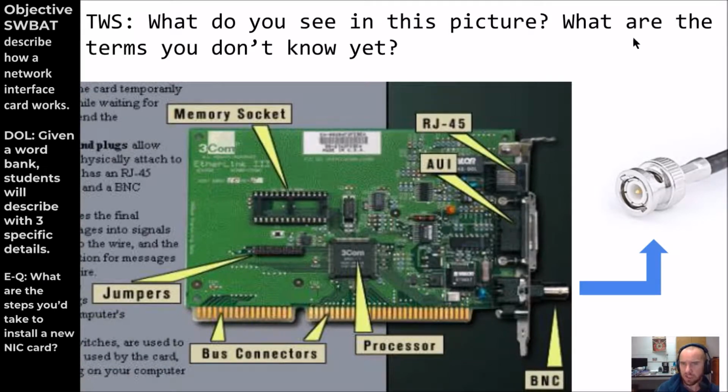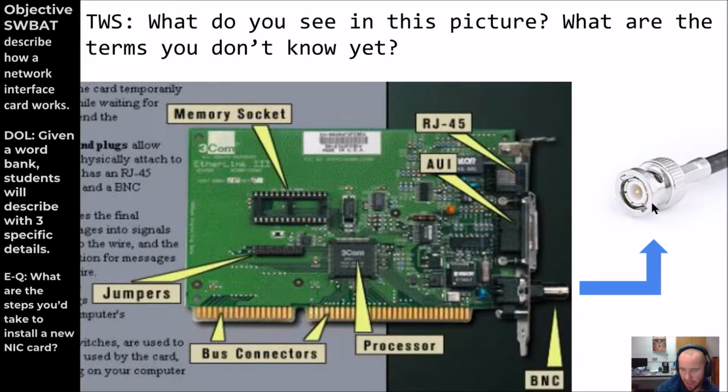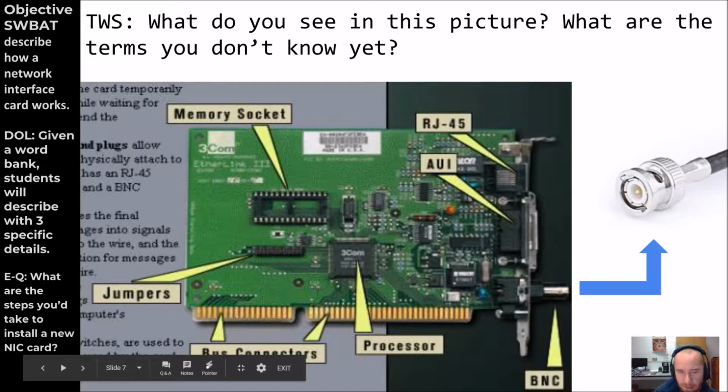Again, part of the Think Write Share here is what are the terms you don't know yet? Do you know what RJ45 is? AUI? I'll give you one term though, BNC. This is like a coaxial cable, and it just blows my mind that this cable is plugged into this port, and the ones and zeros are coming from that copper wire going through this mini little PCB board that's connected to a larger motherboard, a larger PCB board, and so the ones and zeros here are turned into ones and zeros that are on this interface.